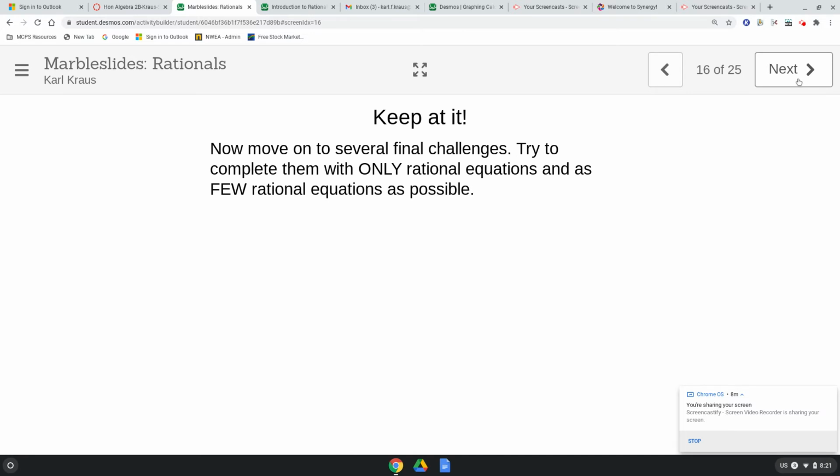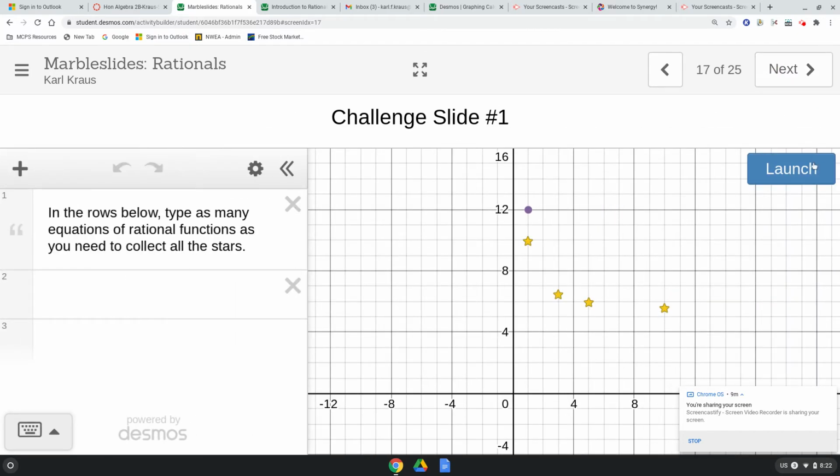So here's where the challenges are. So now move on to several final challenges. Try to complete them with only rational equations and as few rational equations as possible. So this is where it gets a little bit tricky. This one, slide 17.